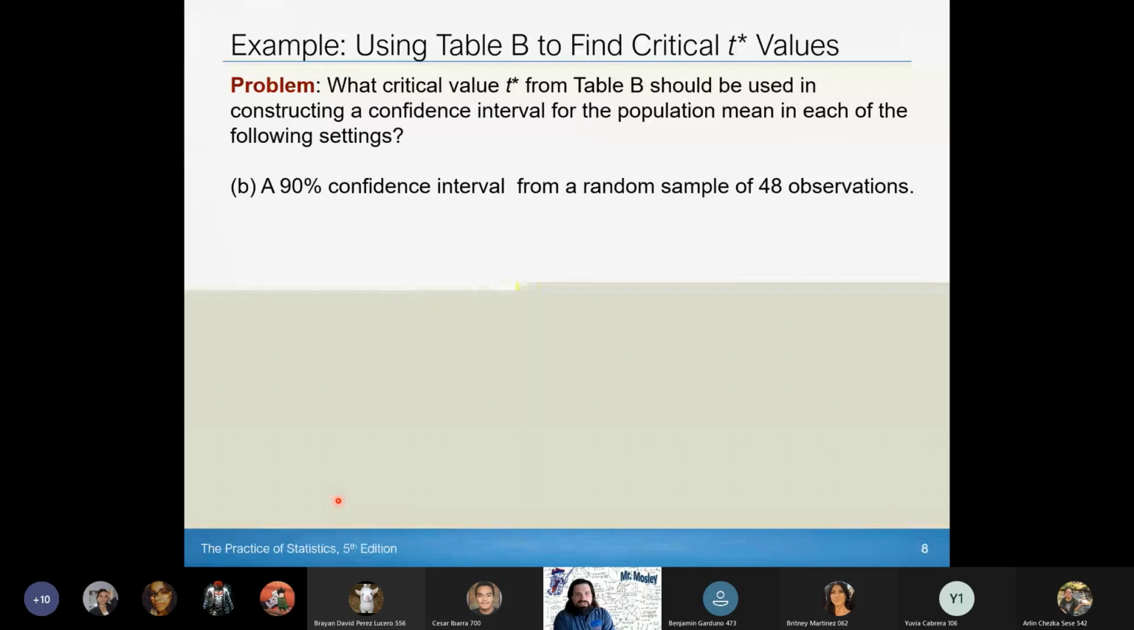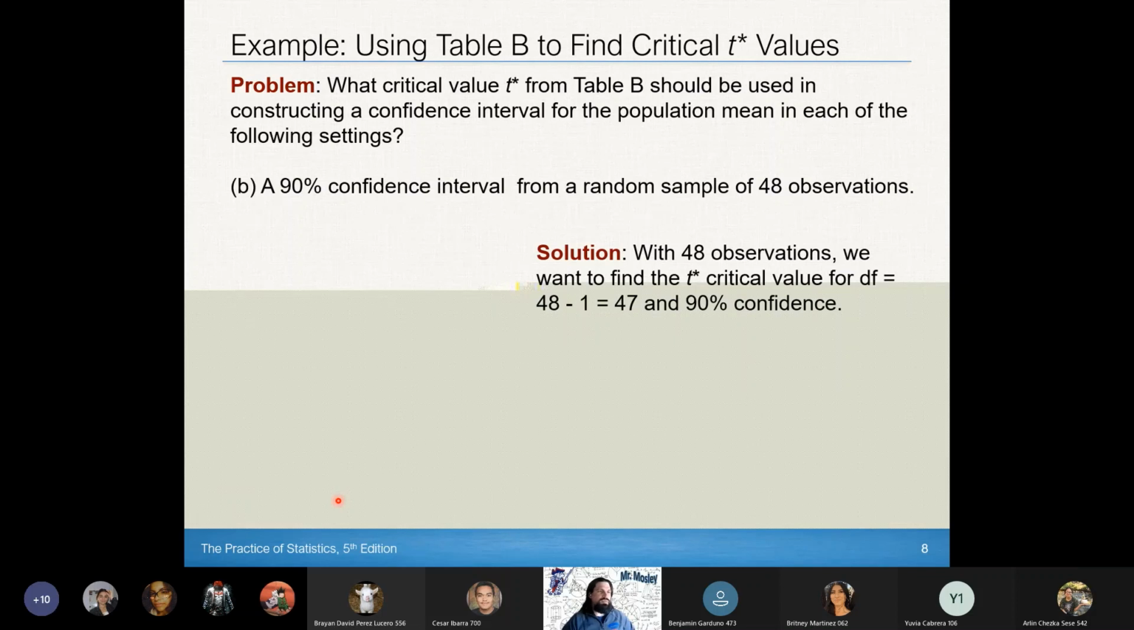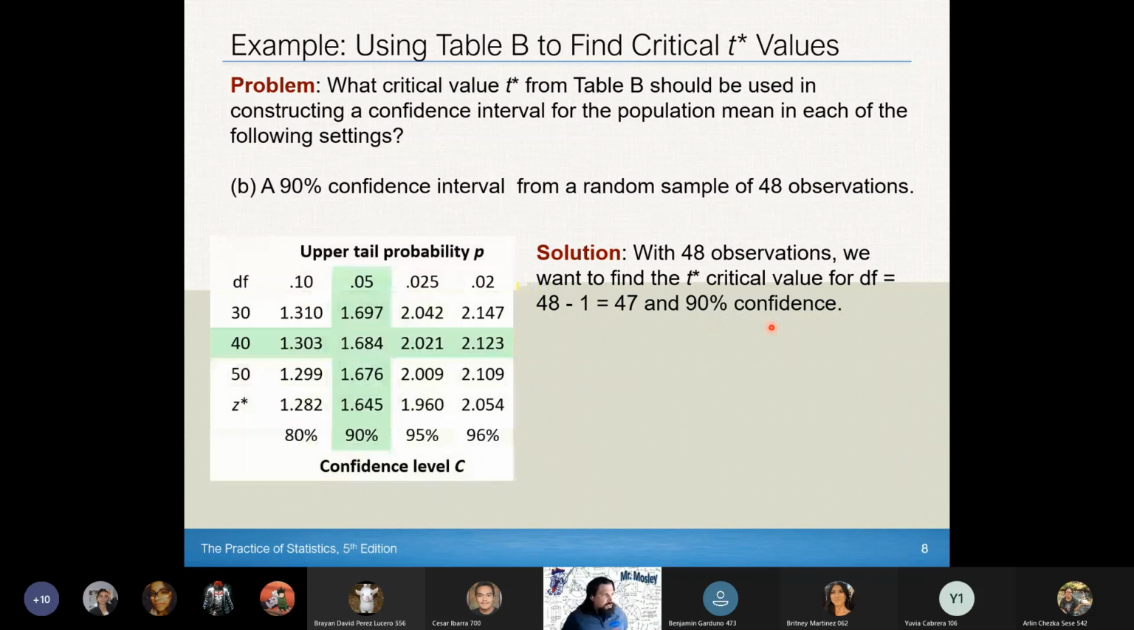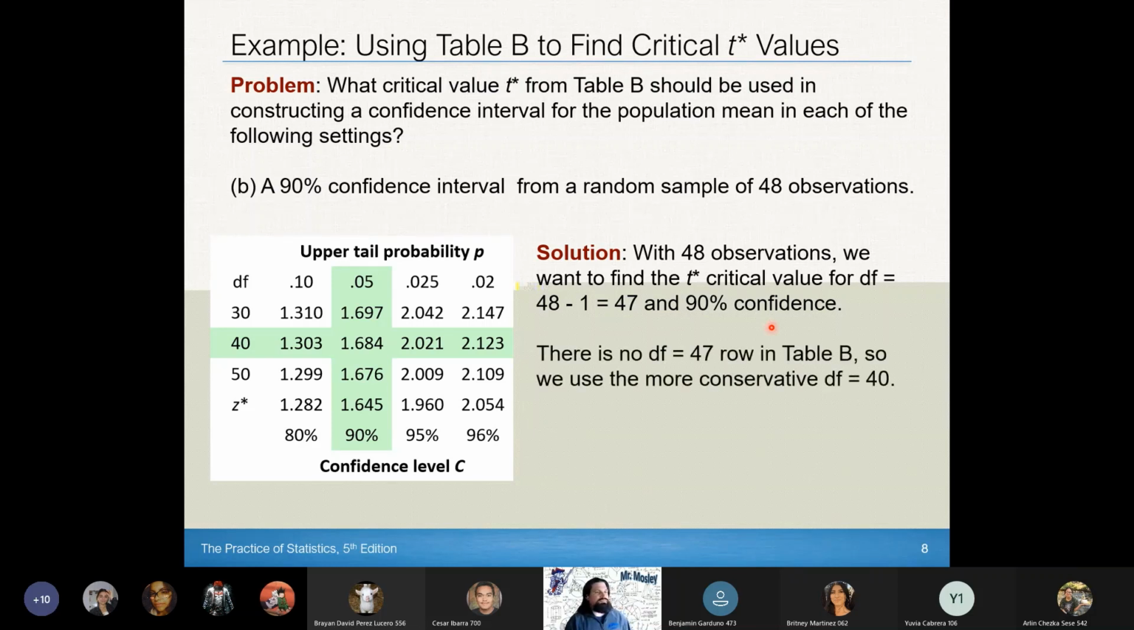Another example, a 90% confidence interval from a random sample of 48 observations. So with 48 observations, we want to find the t star critical value for DF equaling 48 minus 1 equals 47 and 90% confidence. So what we'll notice here, there is no DF equaling 47 in table B. So we use the more conservative DF equals 40. Think of it as Price is Right rules. You want to get as close as you can without going over.